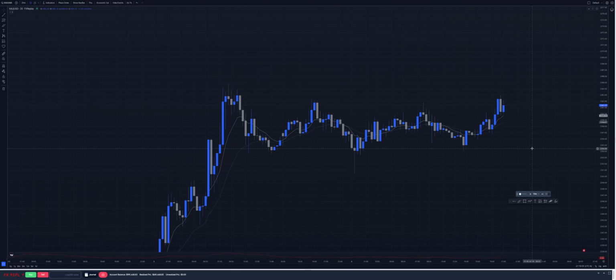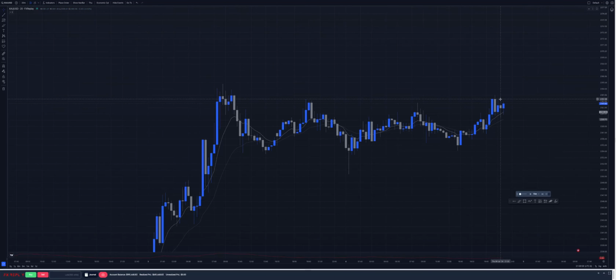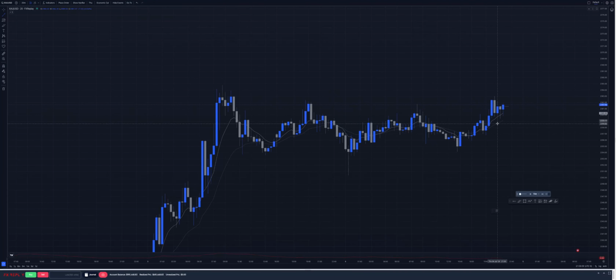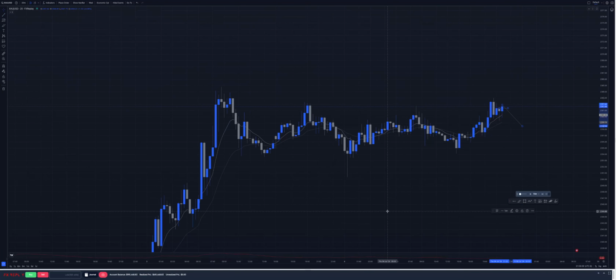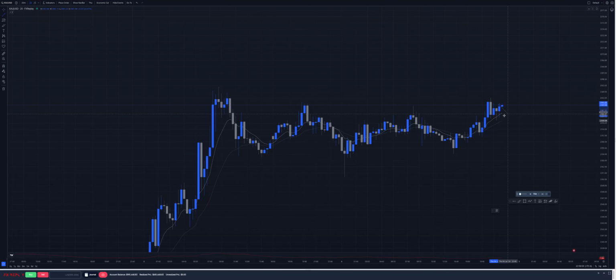So potential entry over this high, potential entry over this high. Let's see where we close at. Yeah, this is okay. This is also okay. So I'm going to highlight both highs. Something like that and something like that.